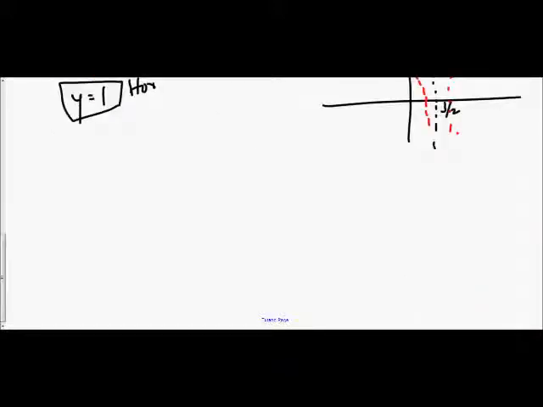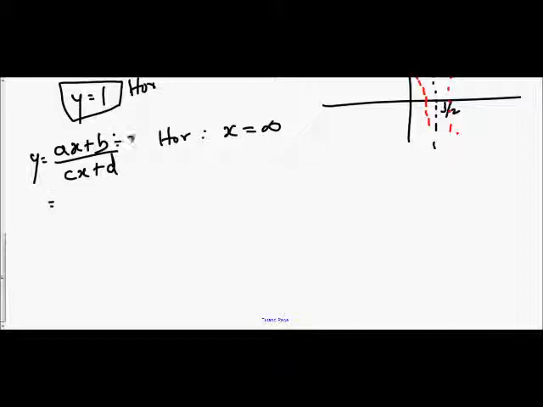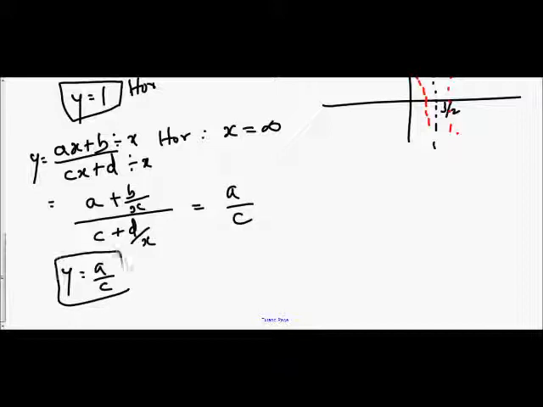Before we go deep into it, let's generalize this. If you have y equal to ax plus b over cx plus d, so horizontal asymptote is when x is equal to infinity, and you have to divide the numerator and the denominator by x, so that you'll get b over x, so that you can substitute the value of x as infinity. So d over x, and when I substitute x is equal to infinity, here you can get a over c. So y equals a over c is the horizontal asymptote if the equation is of this form.